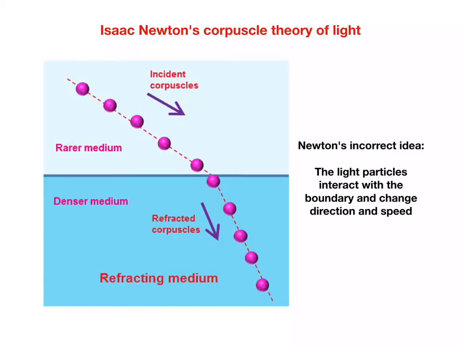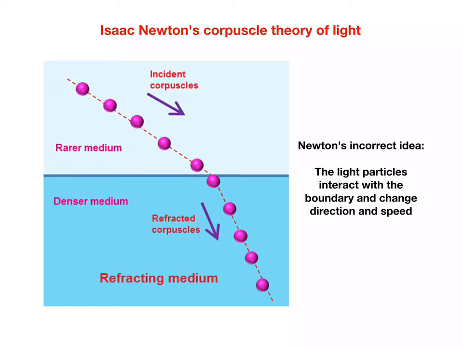Building on the success of mechanics, where point masses interact with each other via forces, Newton tried to establish the theory of light in a similar fashion. In order to explain the refraction of a light ray when it passes from a rarer medium to a denser medium, he theorized that the light particles might interact with the boundary, and at the boundary change direction and speed.